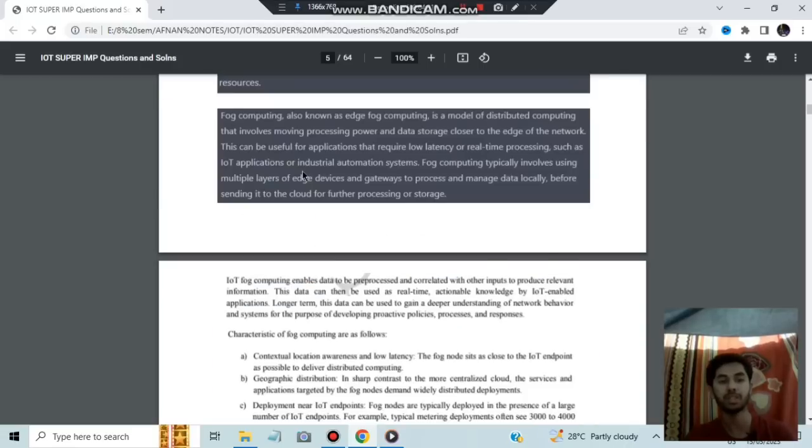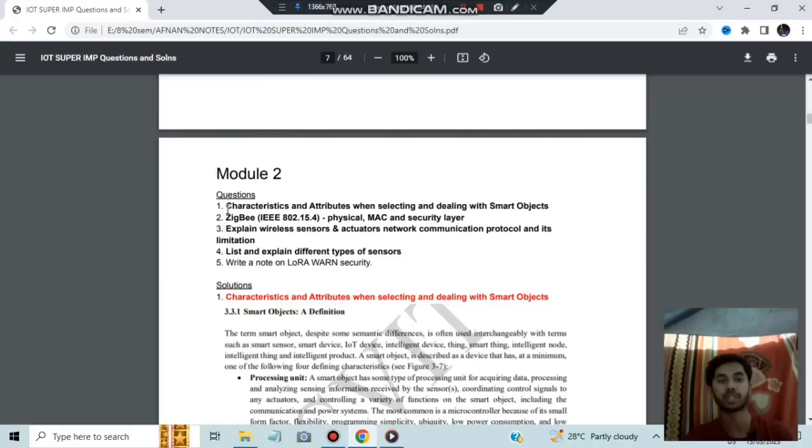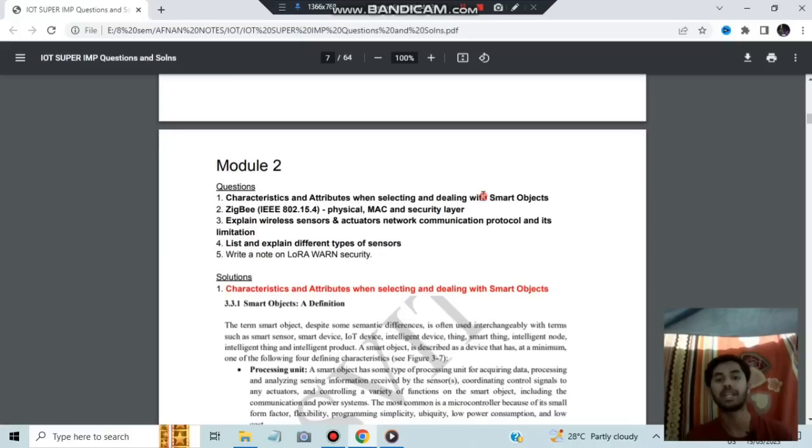Okay. Moving on to module 2, what we have is the following questions: characteristics and attributes when selecting and dealing with smart objects. What are the characteristics and attributes we need to consider when dealing with smart objects? What does smart object mean? It has some IoT concept inside that, so it is called a smart object.